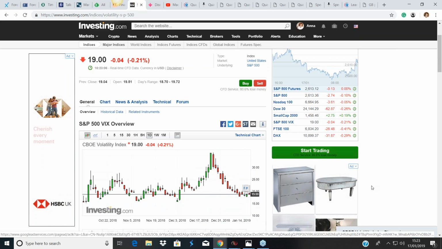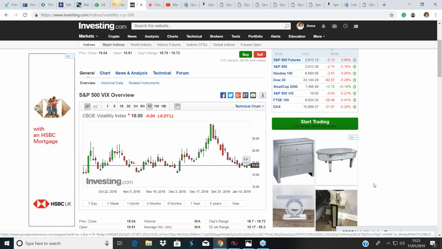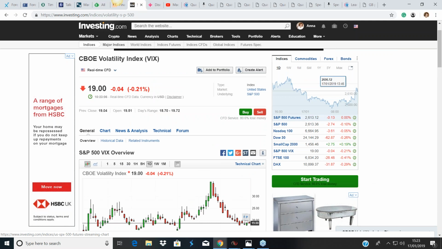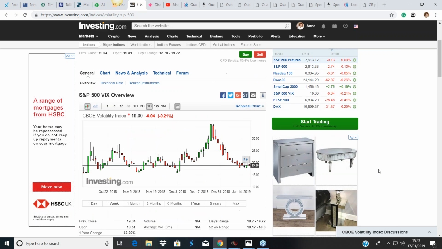Is it risk on? Is it risk off? So it really is your first port of call. Then of course we've got bonds, and then we have other instruments in the markets that we can have a look at. What's gold doing? What's oil doing? Etc. But the VIX is a great one to start with, and I don't have the VIX on my NinjaTrader platform, so I go over to investing.com.